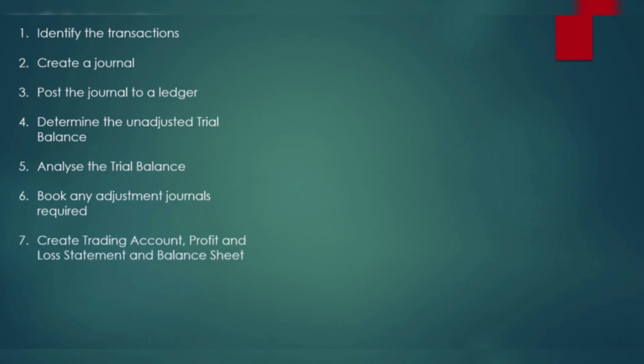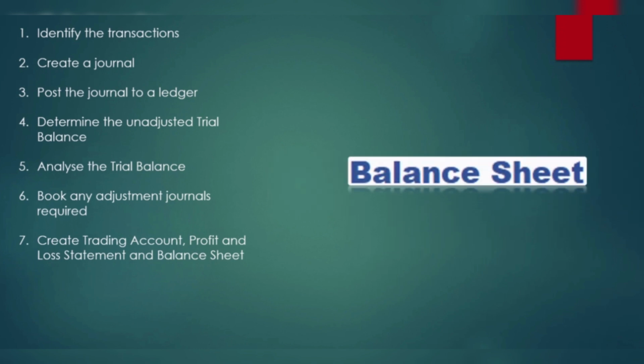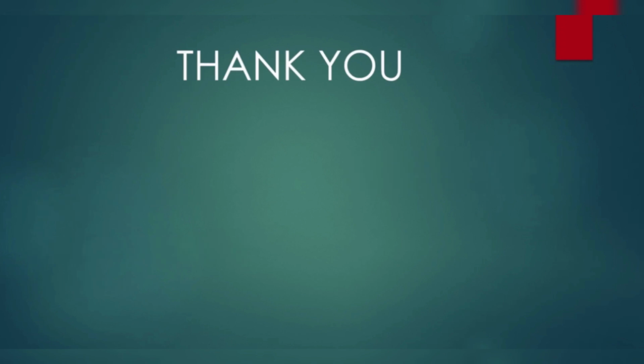You can prepare your trading account, your profit and loss account, your balance sheet, and once you are done with all these steps, now you are ready to close your books, and ultimately you can hand over the financial statements to all the stakeholders like management, investors, governments, banks, etc. This is how the accounting cycle works for big corporates.